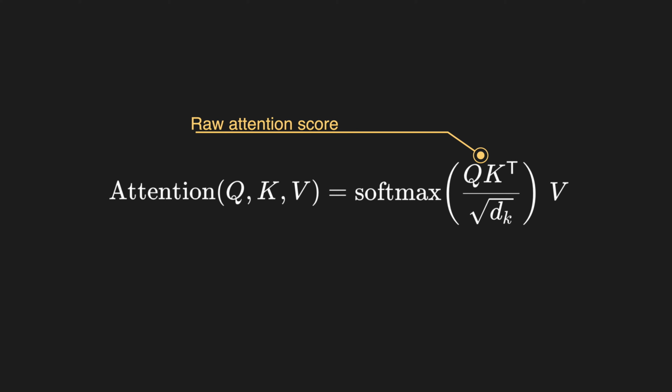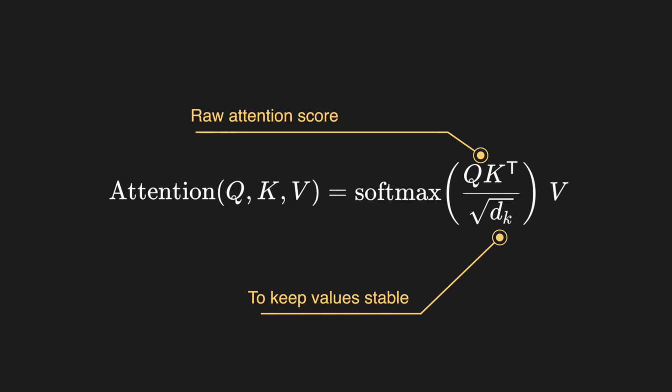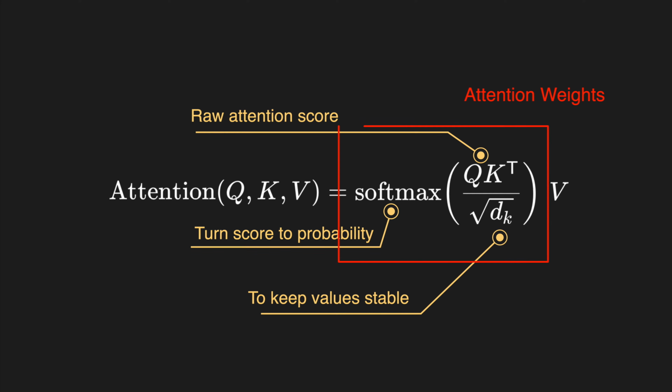These raw scores are scaled. We divide them by the square root of the vector size. Then we apply a softmax function so that all attention weights for a token sum to 1. The result is a smooth probability distribution, which is basically a map showing how much attention each word gives to the others. Let's visualize it with a sentence.